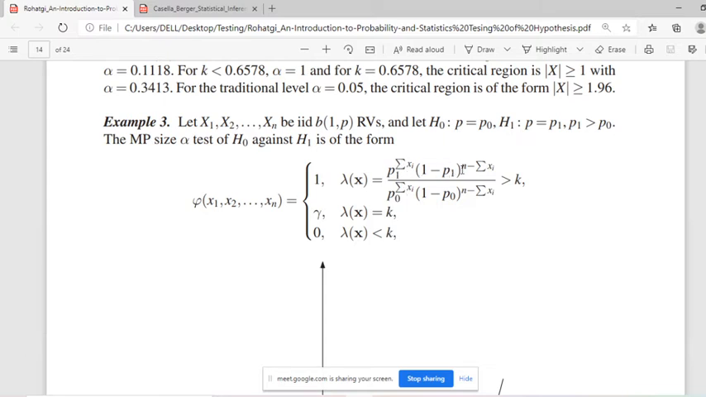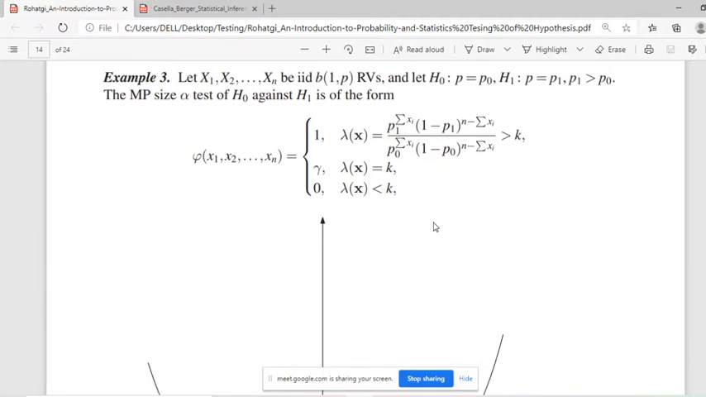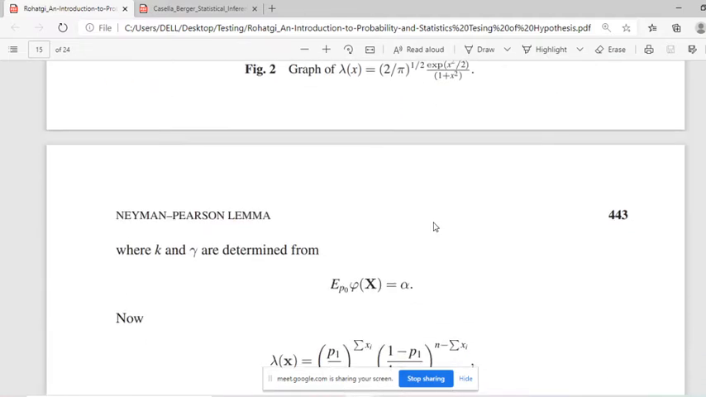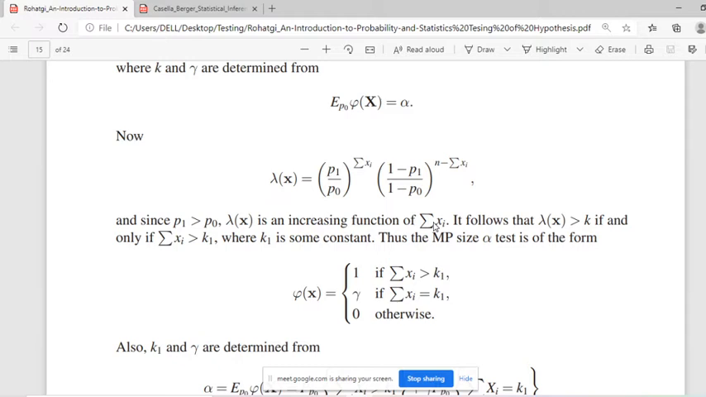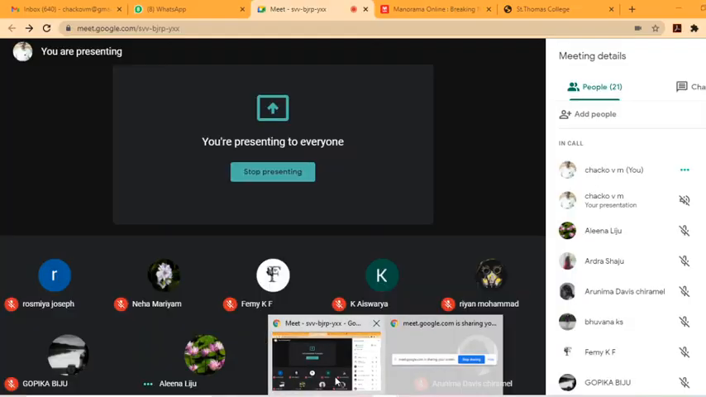We can club the p1 raised to summation xi terms, and the second terms also we can club. So lambda x will be like this: (p1 by p0) raised to summation xi, into ((1 minus p1) by (1 minus p0)) raised to n minus summation xi.